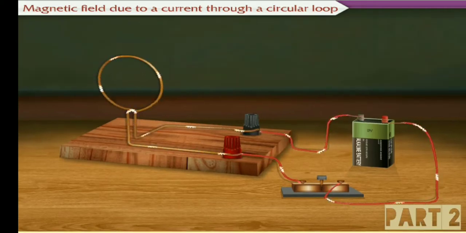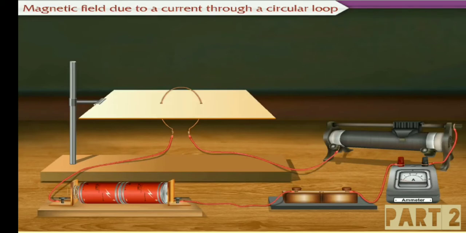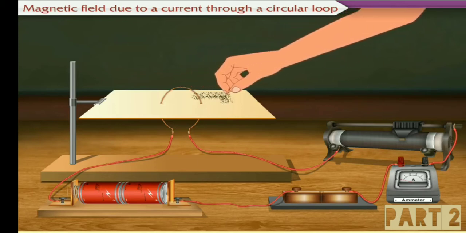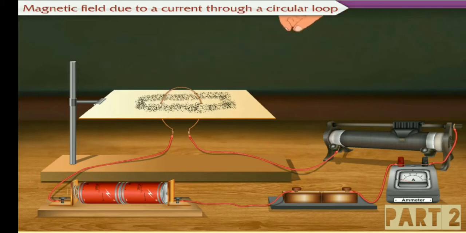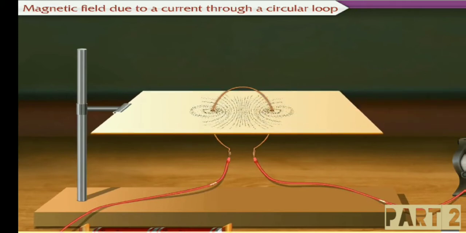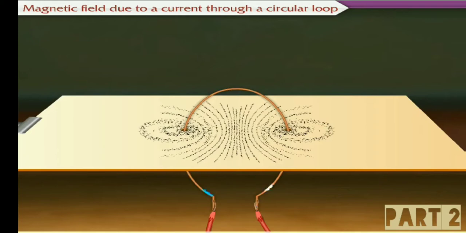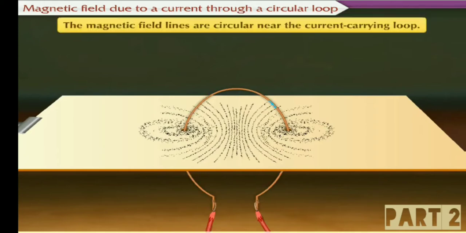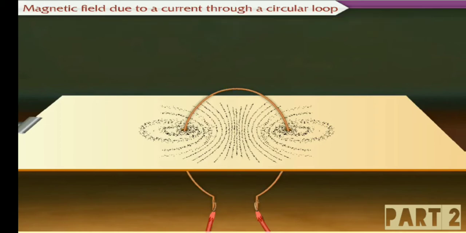Here, one setup is shown. A circular loop of wire is connected in this setup. Iron filings are sprinkled around the loop and the current is allowed to pass through the loop. On tapping the cardboard, we see the magnetic lines of force are produced at each point on the loop. The magnetic field lines are circular near the current-carrying loop. As we move away, the concentric circles representing magnetic field lines become bigger and bigger.